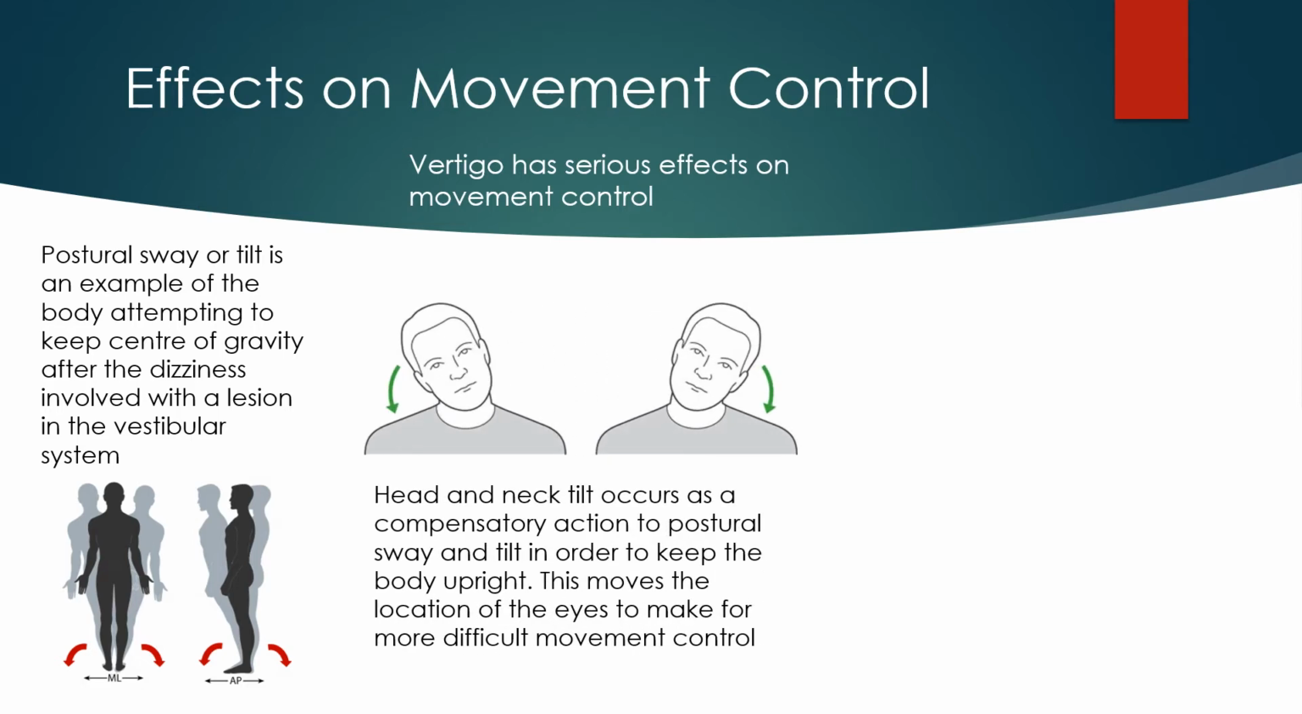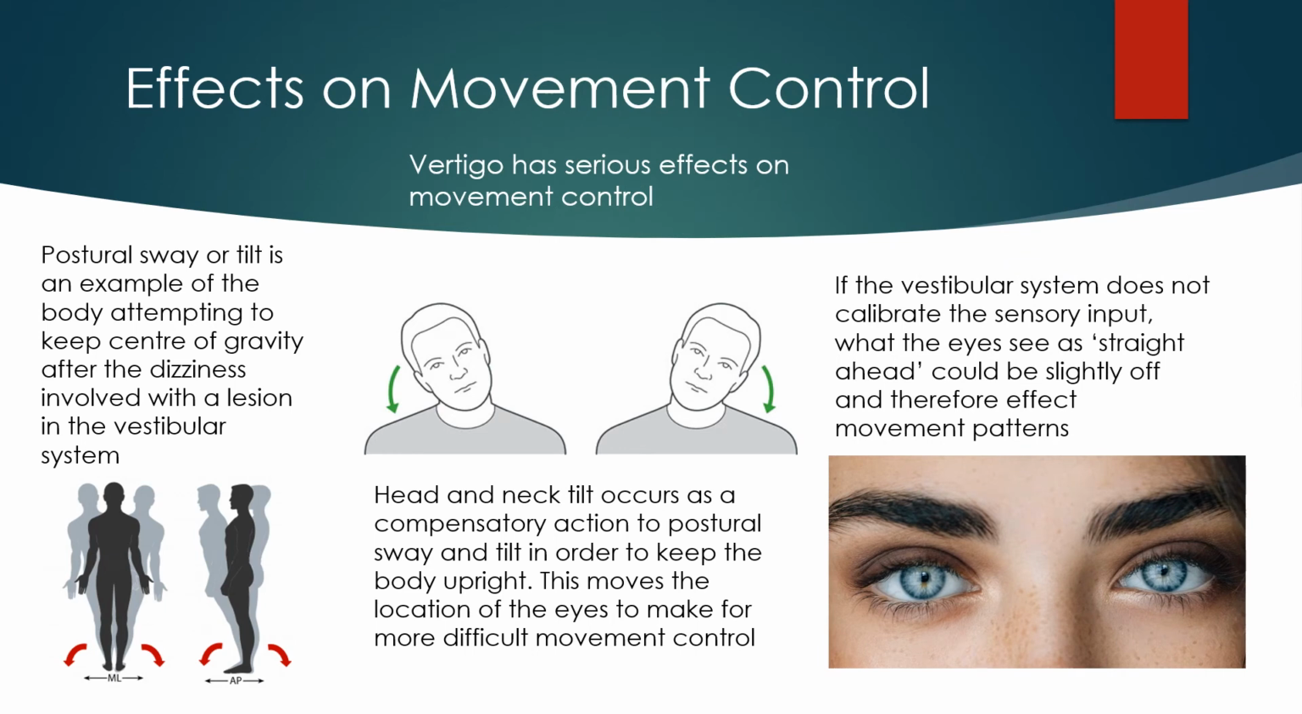Head and neck tilt occurs as a compensatory action to postural sway and tilt in order to keep the body upright. This moves the location of the eyes to make for more difficult movement control. The movement of the head and neck, in addition to the postural sway and tilt, creates a harmful force on the body, as it is overcompensating in trying to keep the body upright as it perceives the environment as unstable.